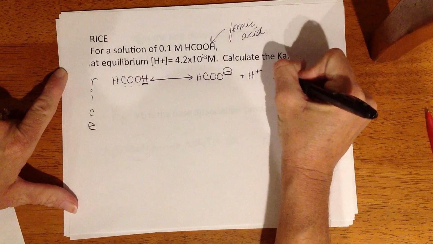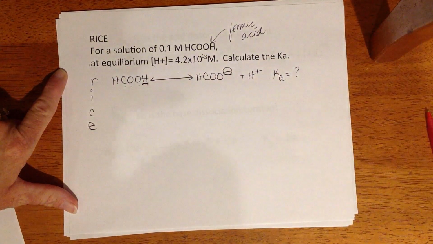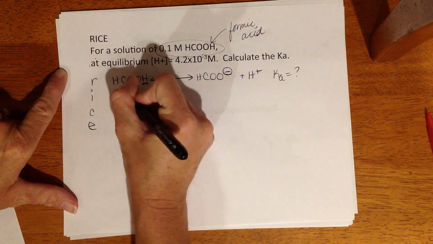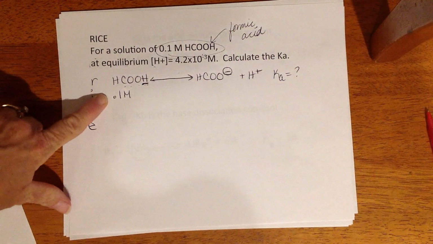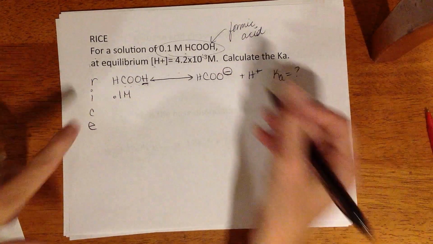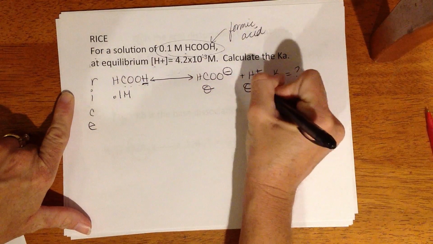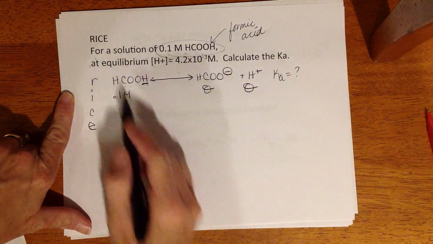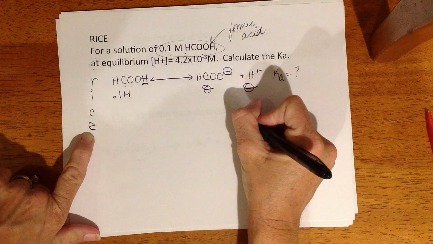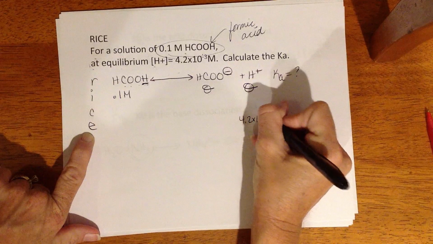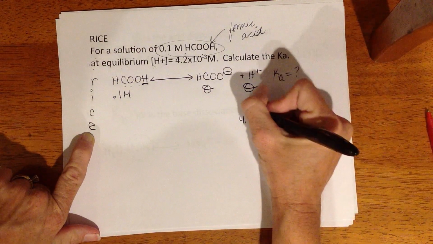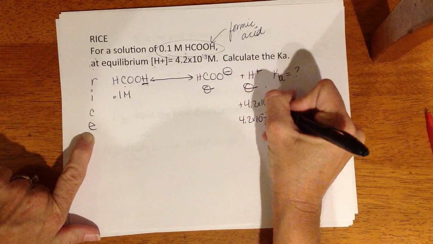Okay, and I want to figure out the Ka for this equation. That's my question. I know I'm starting with 0.1 molarity of formic acid, and it's going to look like that, so you just have to realize that's initial. Sorry. And it did not talk about either of the products in the beginning. But it does say at equilibrium, BAP. I know the H here is 4.2 times 10 to the minus 3. So if I start with 0 and I went up to that, I must have gone up 4.2 times 10 to the minus 3.